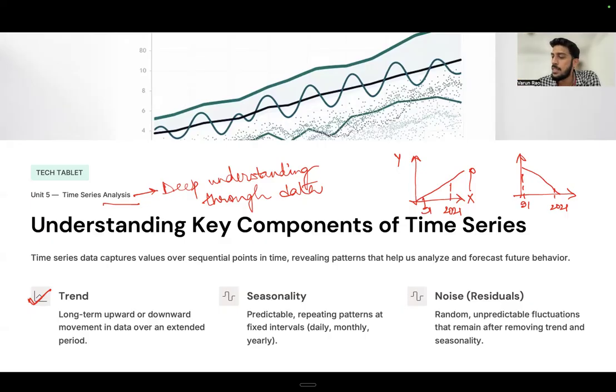Then you have noise. Noise is mostly the unwanted data. Whenever you have a lot of noise, it means that you have unpredictable fluctuations that remain after removing trend and seasonality. Let us say during the pandemic, that is Corona, we saw how the sale of masks suddenly rose. It was not like that till Corona happened that we needed masks mandatorily. So this is how we can understand time series analysis using trend, seasonality, noise, and other features.